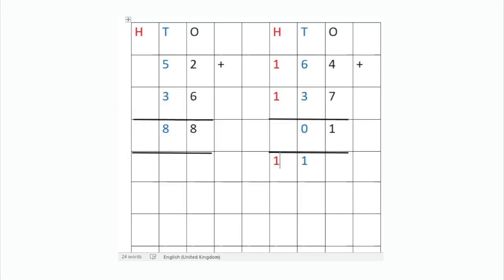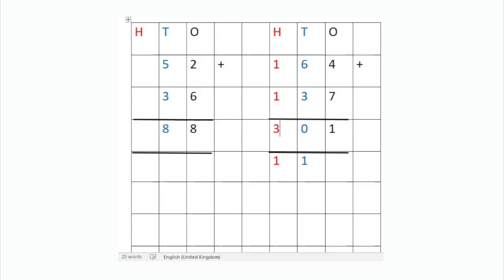So if I just recap, we've done 4 add 7, which gives us 11. I've carried my 10 over to the tens column. And then I've done 6, add 3, add 1, which gives me 10. I put my 0 in the tens column and carried my 1 over. So all I need to do now is count my hundreds. So I've got 1, add 1, don't forget the 1 below, add the other 1, which gives me 3.